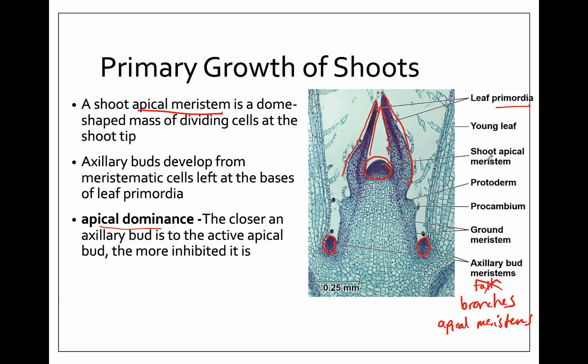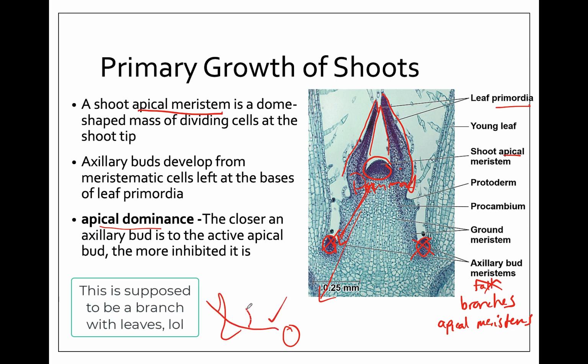So this is my shoot apical meristem, and these are my axillary buds. The closer this distance from an axillary bud to the apical bud, this apical bud is dominant and it's active. So it actually turns these off and won't develop branches here. Further down the plant, there might be an axillary bud that's far enough away that it escapes the reach of this dominance, and it's okay to go ahead and start forming branches. Those are leaves from this branch.